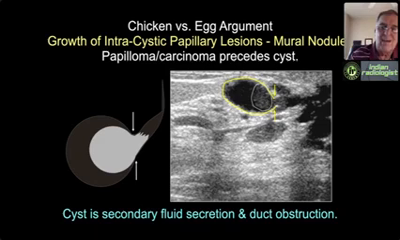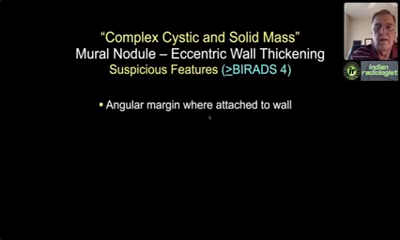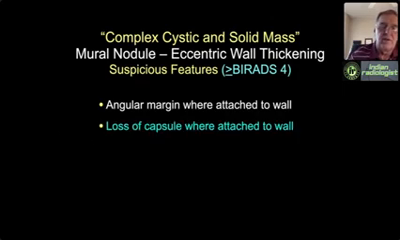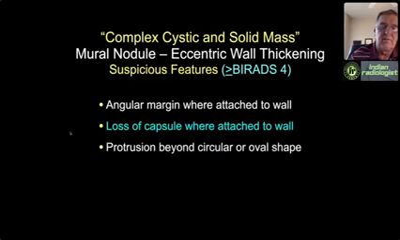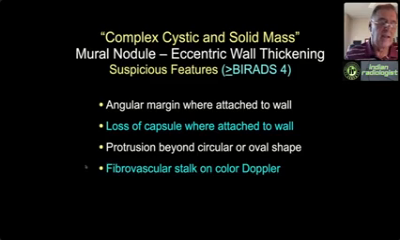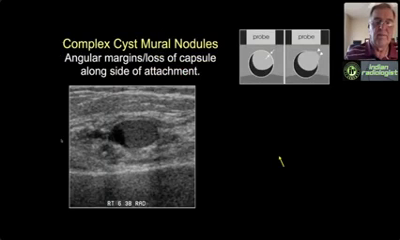round or oval, not keyhole shape. So this is a keyhole shape. So when we look at this point of attachment, we don't want to see angles. Angular is suspicious. We don't want to see loss of the capsule. We want a capsule to be present. Loss of a capsule is suspicious. We want an oval or circular shape. We don't want a protrusion into ducts that would create a keyhole shape. And we don't want to see any internal vascularity. Apocrine metaplasia, no matter how vascular, virtually never incites neovascularity.